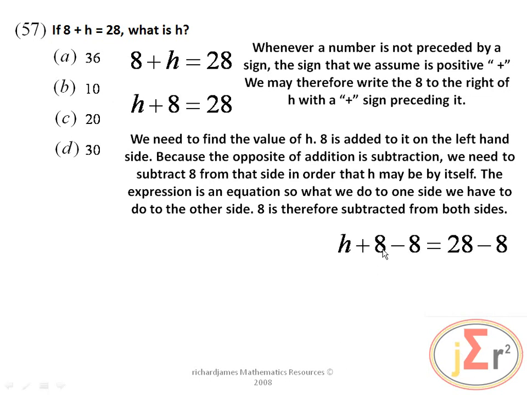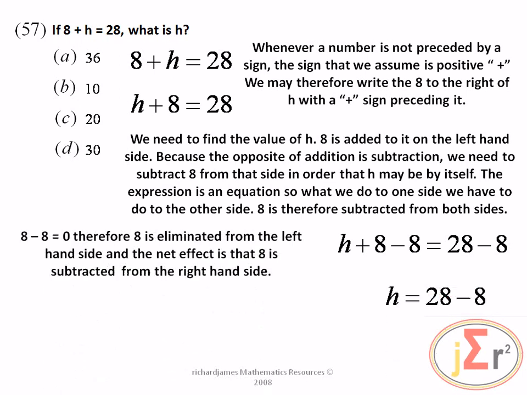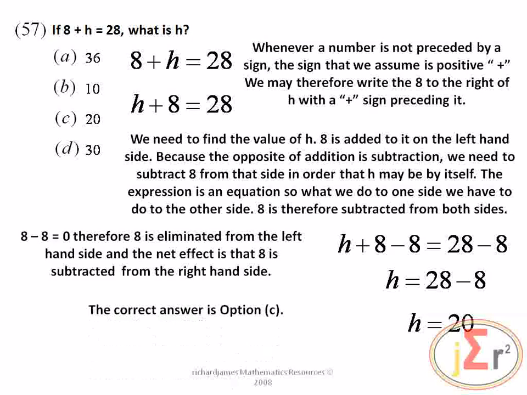Because we have a positive 8 here, minus 8. The 8 will be eliminated from the left hand side. And the net effect is that 8 will be subtracted from the right. So h is equal to 20, and that is represented by option C. There we go.